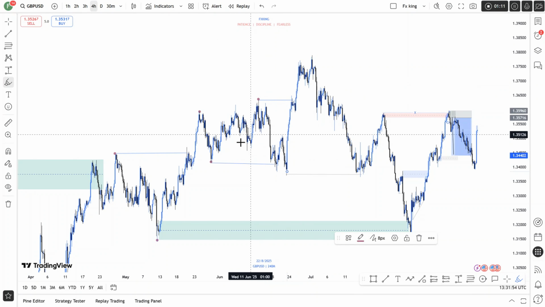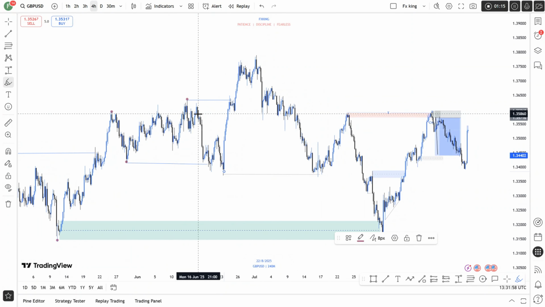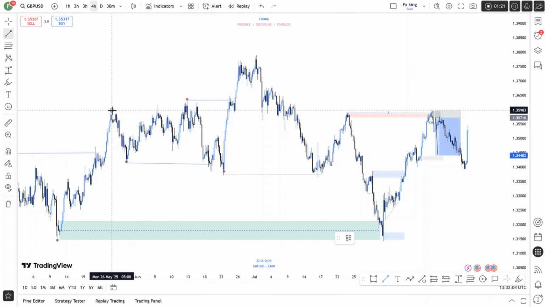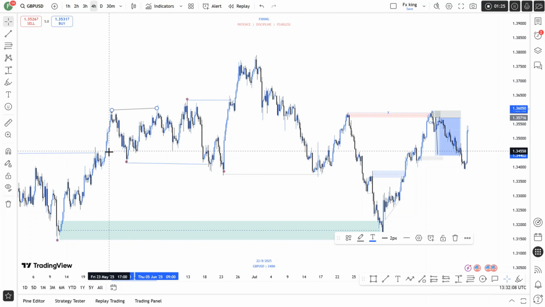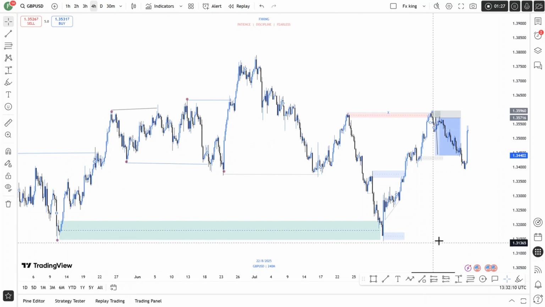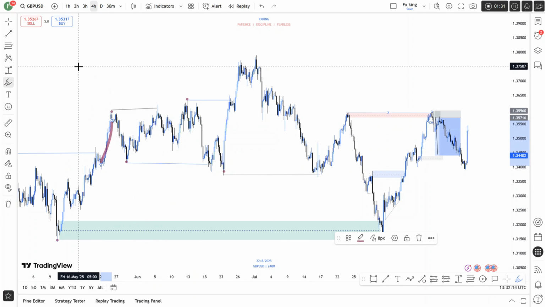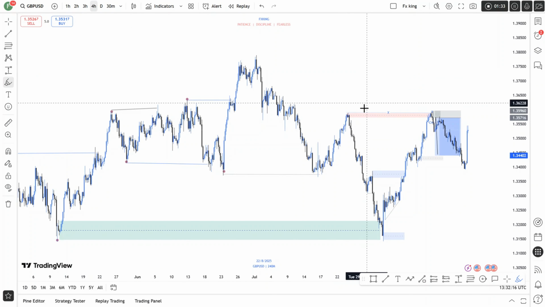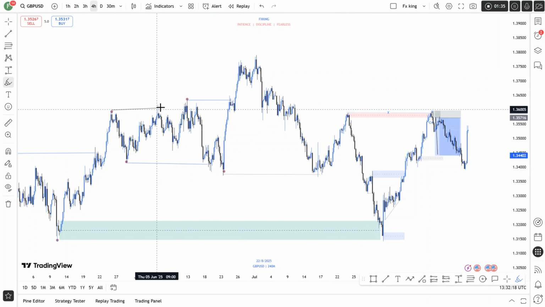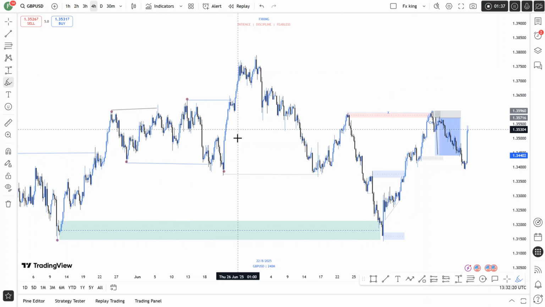Now, using our theory that a break of structure must take out inducement, you can actually see that the only break of structure here that took out inducement was this one. That is why you never saw me marking this as a break of structure, because there was no inducement on this leg of price, there was no pullback, right? This break of structure did not take out any pullback here, so I do not consider that a valid break of structure. So this is our only valid break of structure here.